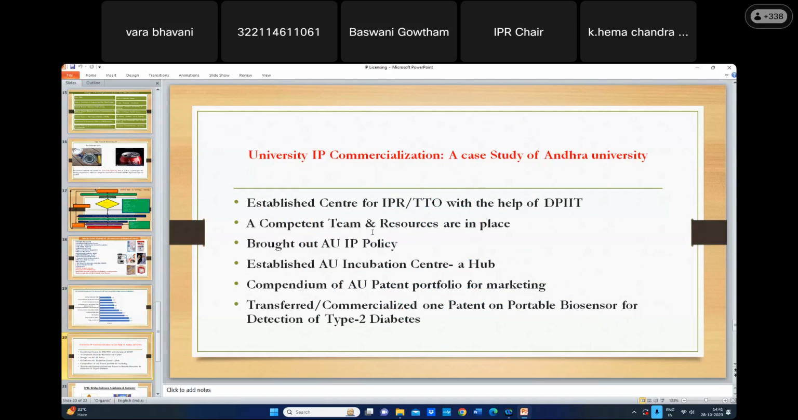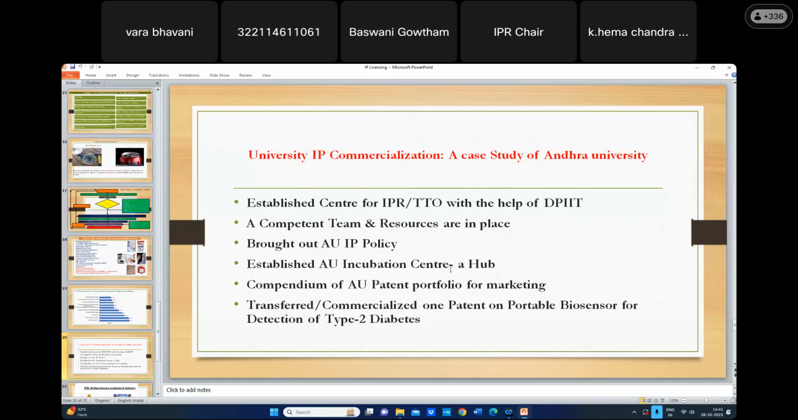A competent team and resources are in place now. We brought out the AU IP policy, a very important, basic document which gives the direction and the authority. It was also kept on the AU website. All of you should read it to understand what IP policy means. It should be within the framework of the national IPR policy.